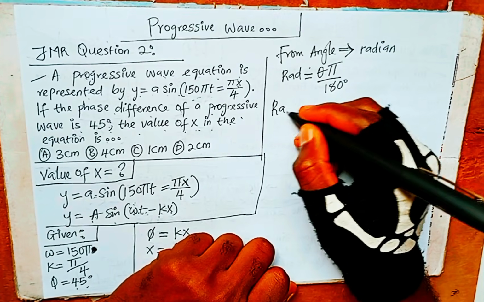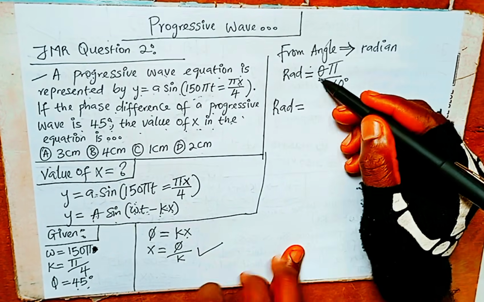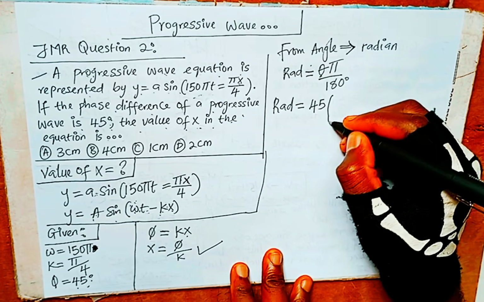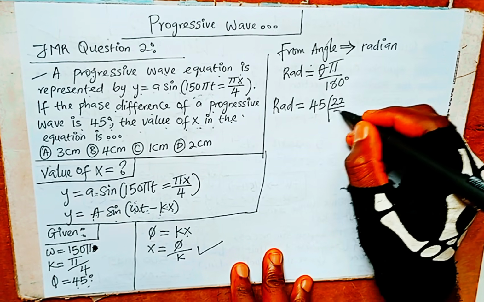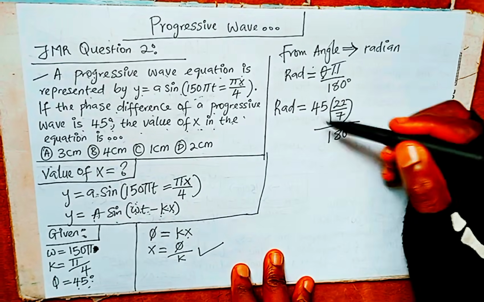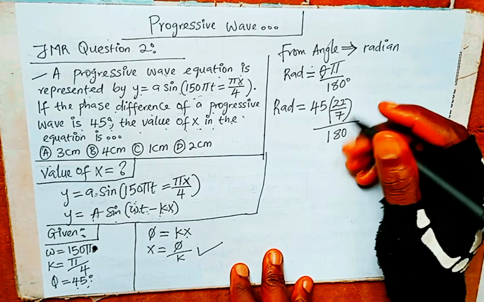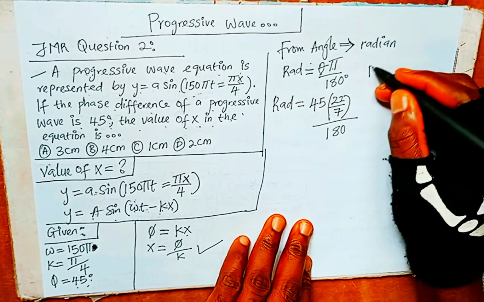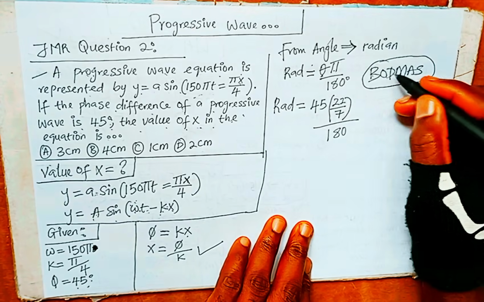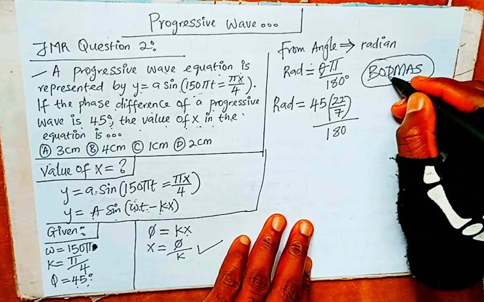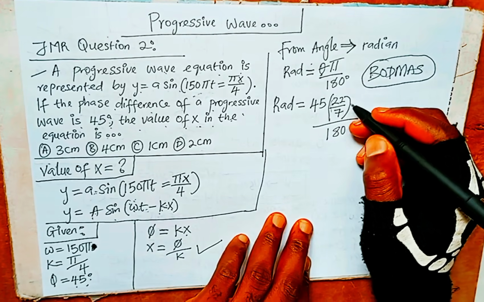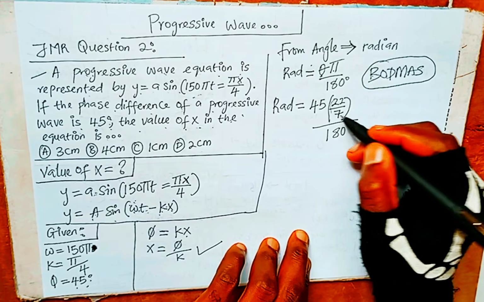So our rad is equal to, what will be our theta? Theta, the angle, is 45, bracket open. What will be pi? 22 over 7. Don't forget all the things we taught you in primary school. Over 180. So for BODMAS, what do you solve first? You solve brackets first. B is bracket, O is of, which stands for multiplication or times, D stands for division. When you solve inside this bracket, 22 divided by 7 gives you 3.142.